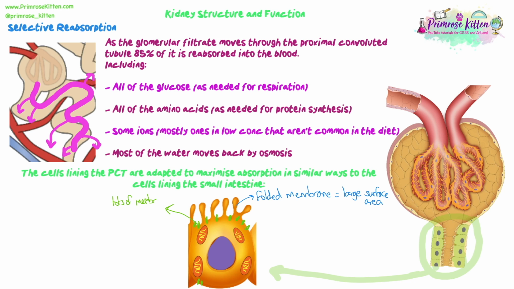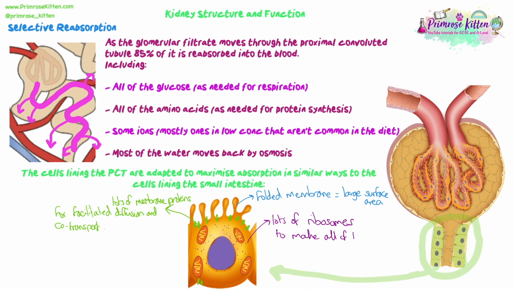You have lots of membrane proteins, so channel proteins and carrier proteins, which allow us to do lots of facilitated diffusion and co-transport as well. We're going to need that for glucose and amino acids, which can both be moved by co-transport. Lots of ribosomes, or potentially a large rough endoplasmic reticulum, which helps us make all of those membrane proteins that we need. Lots of mitochondria, to carry out respiration, to provide the ATP that we need for the protein synthesis and the active transport.